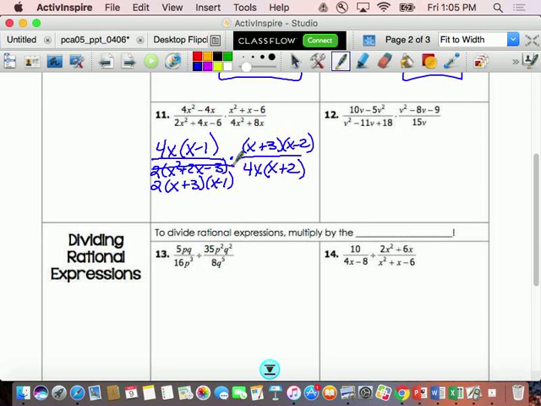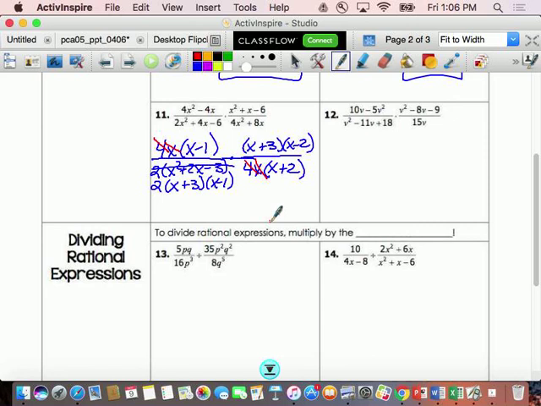And I'm going to see things that cancel out. That 4 and that 4. That x and that x. Even though they're in separate terms, when we multiply, we're going to end up just multiplying all the way across the top, all the way across the bottom. So we can just make this one big fraction. And we can cancel out the 4 and the x, the 4 and the x.